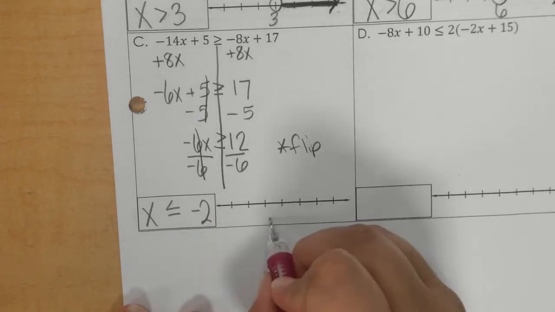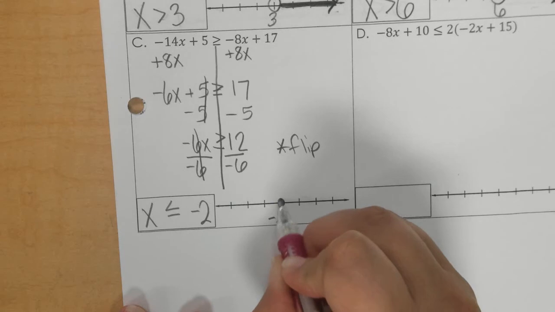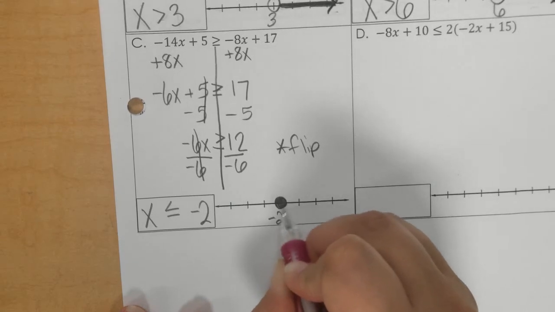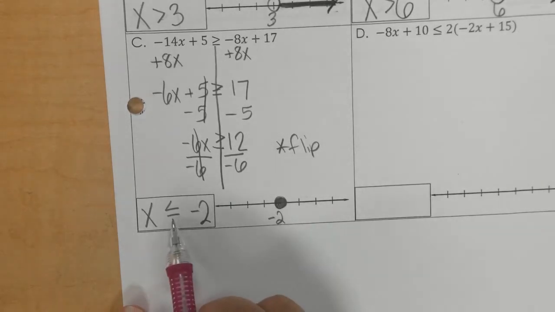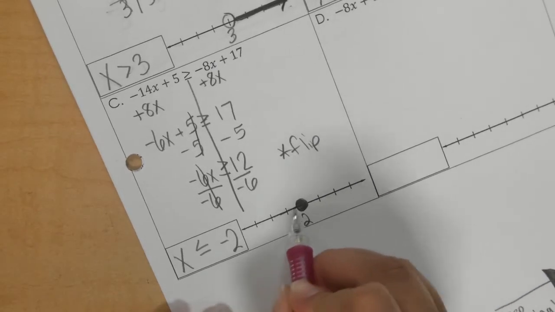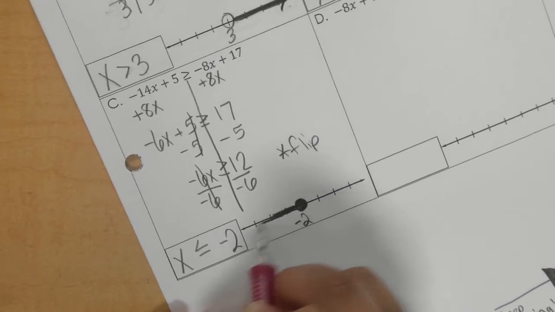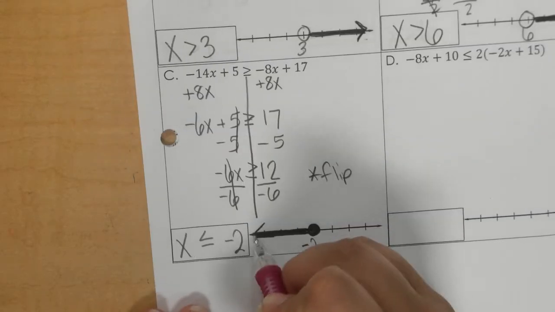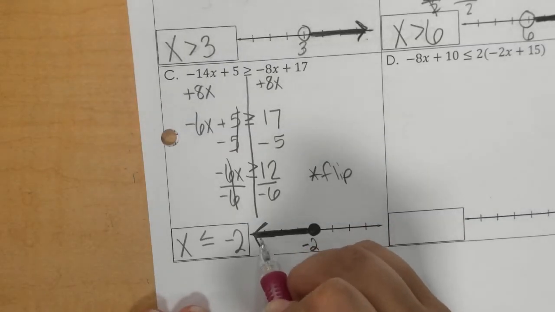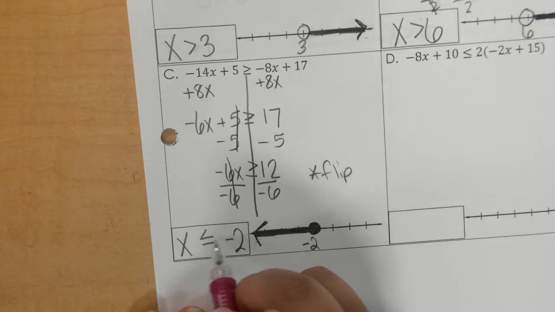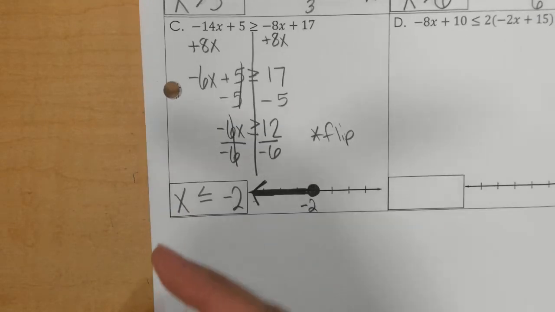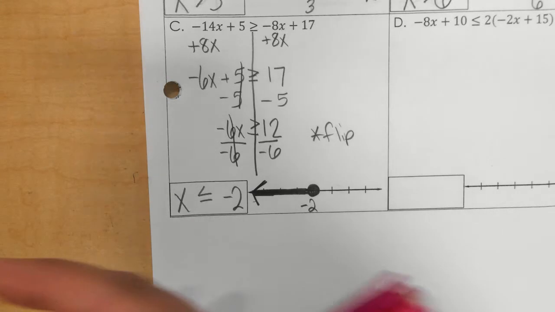And I get negative 2, and I'm going to close the circle. And I'm going less than, so I need to go the opposite way of greater. And we can see that my arrow here is the same thing as my less than symbol. They're both pointing this direction, right? They're both going that way.